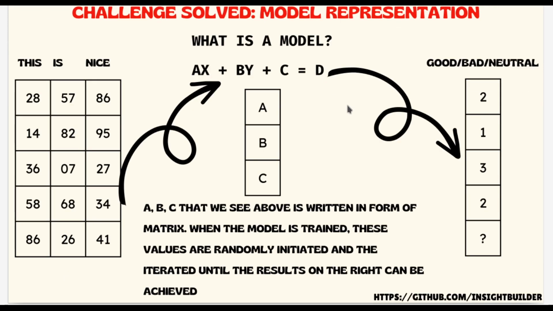So how is the model represented? First of all, what is a model? A model is simply an equation. A model is simply a formula that tells you: take the first number, second number, third number, multiply with some other numbers, and you'll get the output. Those other numbers, the A, B, and C, represented as a single matrix, are exactly the model.